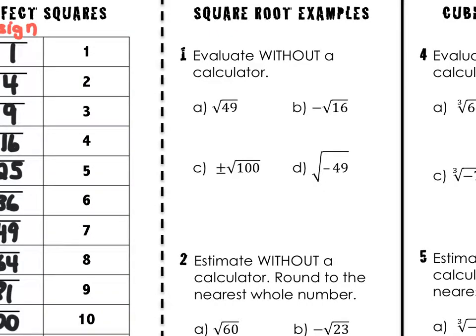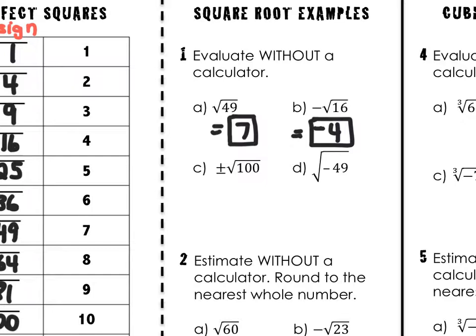Okay, let's take a look at the squared examples. Example number 1 says, evaluate without a calculator. For 1a, it says radical 49. So you would use the square root table, and you would see that radical 49 equals 7. And then you would just write equals 7 without any square root symbol or radical sign around it. Now for 1b, we have negative radical 16. So you would do the radical 16 first, and that would be 4, and then you put the negative in front of it, so then your answer is going to be negative 4.